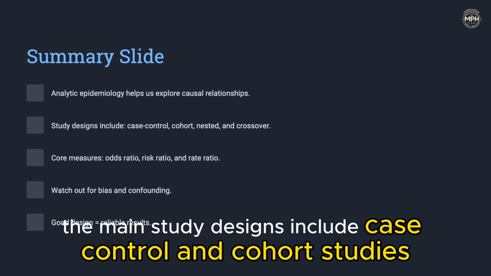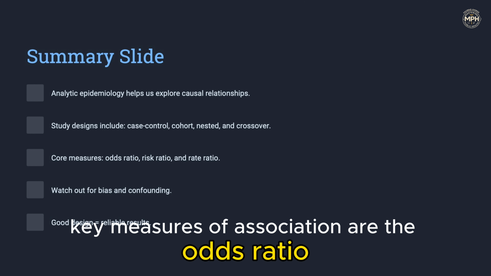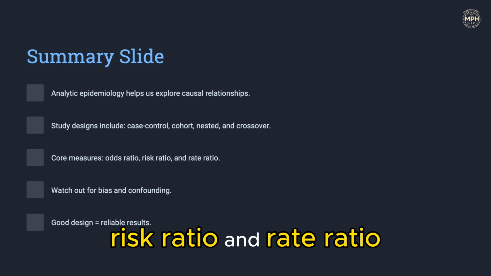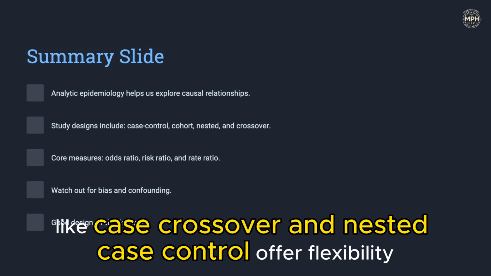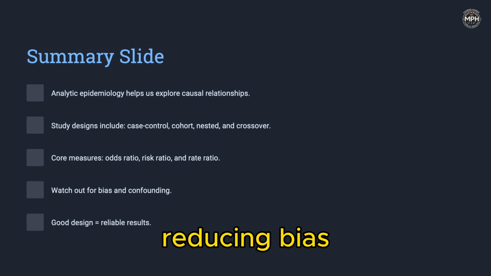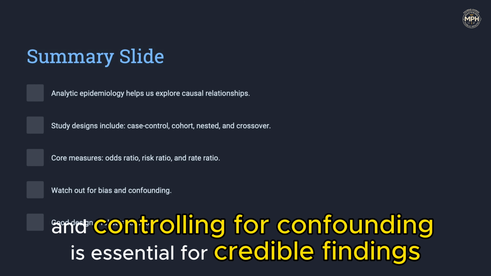To summarize, analytic epidemiology helps us answer why and how diseases occur. The main study designs include case control and cohort studies. Key measures of association are the odds ratio, risk ratio, and rate ratio. Specialized designs like case crossover and nested case control offer flexibility. Reducing bias and controlling for confounding is essential for credible findings.